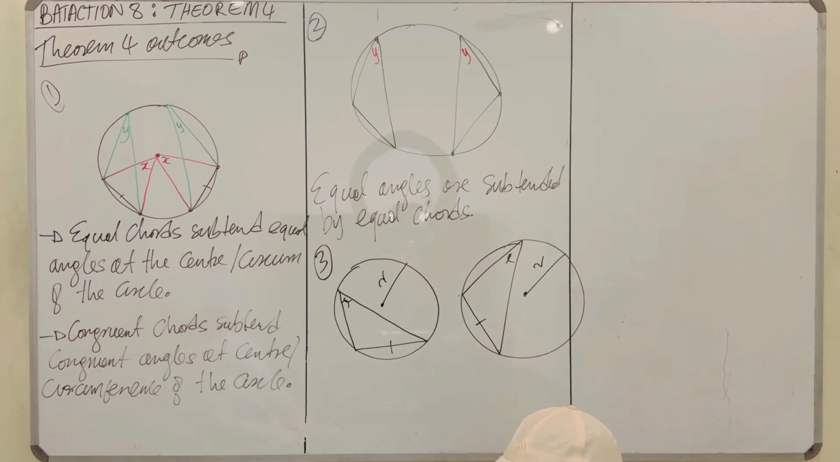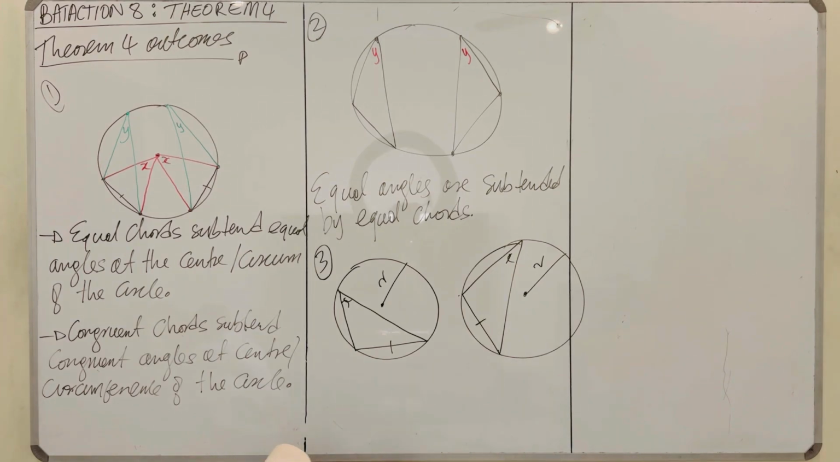Do you want me to repeat that? No. Honestly? Yeah. You don't want me to repeat it. So in this case, what I'm trying to say is that congruent chords in congruent circles subtend congruent angles. Do you understand? Yes. Congruent chords, which is equal chords, in equal circles, will subtend equal angles. Because they're exactly the same.